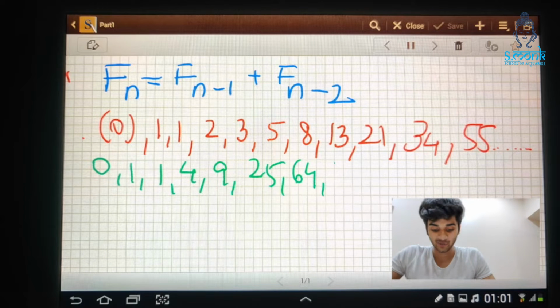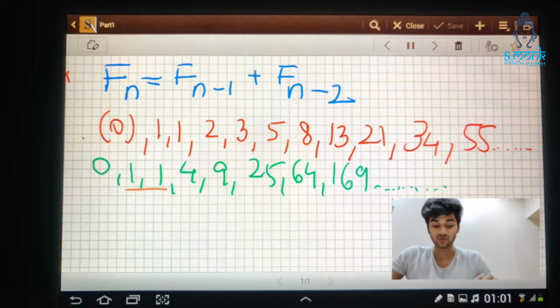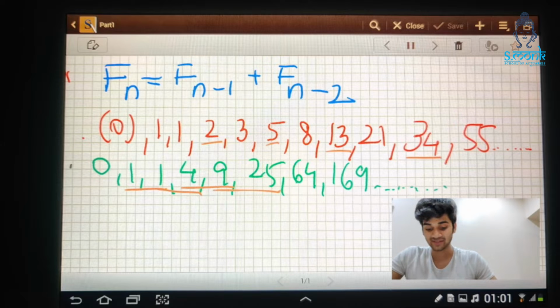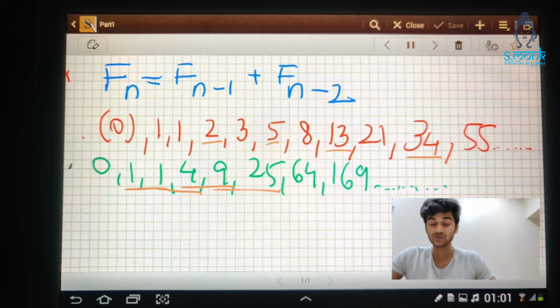Now if you look a little closer, you'll see that 1 plus 1 gives you 2, which is a Fibonacci number. 1 plus 4 gives you 5, which is another Fibonacci number. 4 plus 9 is 13, 9 plus 25 is 34, and you see that the sum of the squares also give you the Fibonacci number itself. Now let's dig another level deeper.